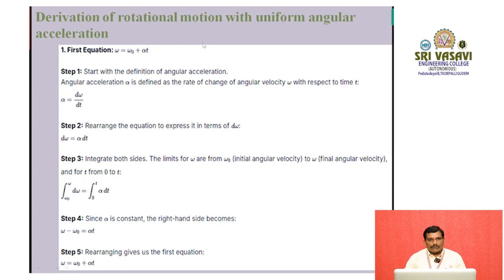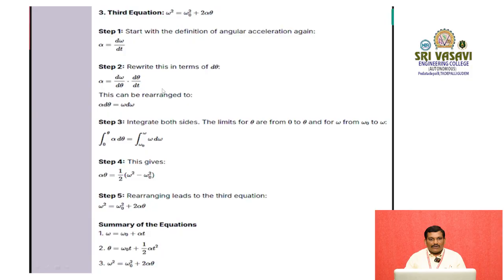And coming to the derivation of rotational motion with uniform angular acceleration, consider a particle moving with constant angular velocity omega radians per second in a circular path of radius r. Let theta be the angular displacement corresponding to linear displacement s in a given time t seconds. See the first equation here: omega is equal to omega naught plus alpha t.